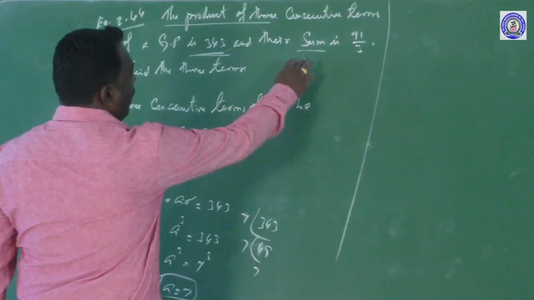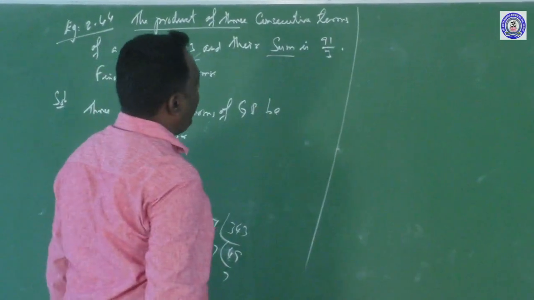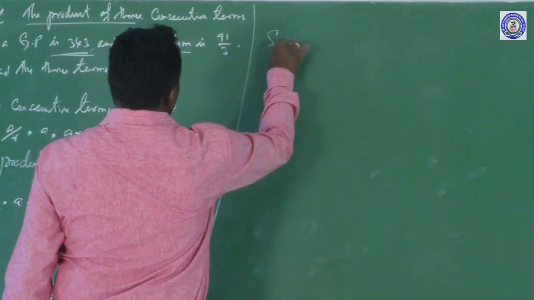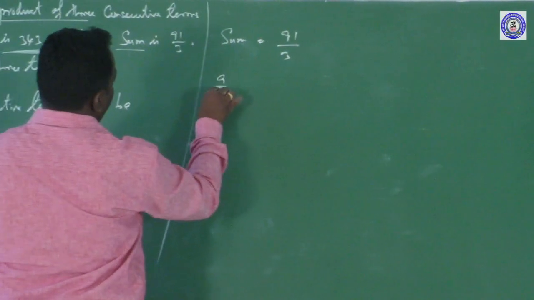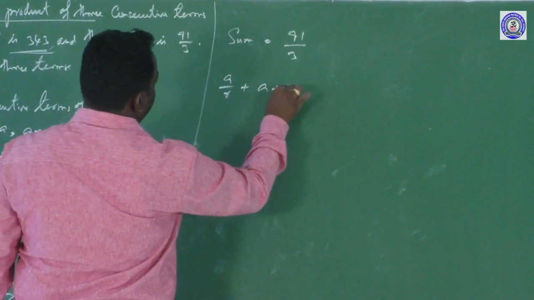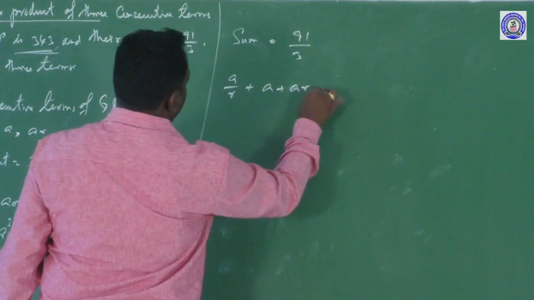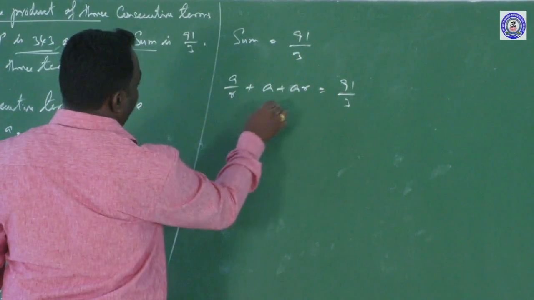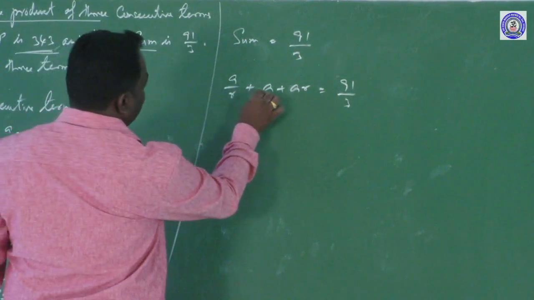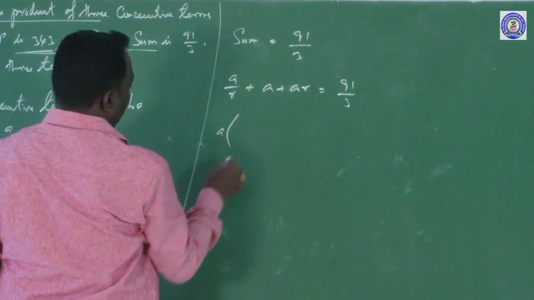Now the next one is given what? The sum is given as 91 by 3. Therefore the sum of the terms is equal to 91 by 3. What is the sum of the terms? A by R plus A plus AR is equal to 91 by 3. Now we just write it taking the common term. We can take A as common outside.